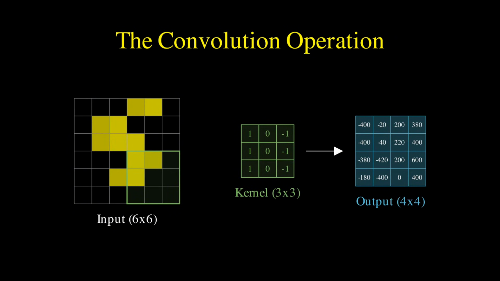And the output size, if your input is h by w and your kernel is k by k, the output is h minus k plus 1 by w minus k plus 1. So our 6 by 6 input with a 3 by 3 kernel gives a 4 by 4 output.